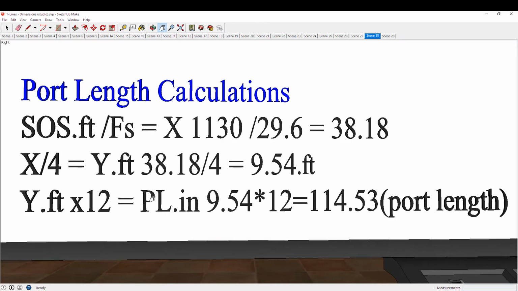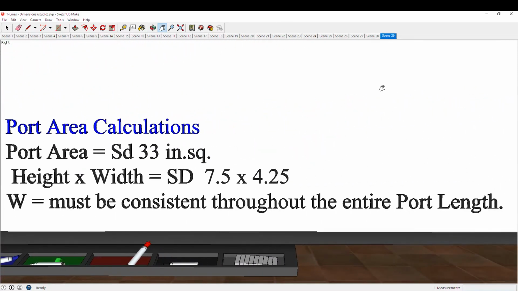Like I said, it's represented by PL here in the formula. So once I do that math right here, I'm going to end up with 114 inches, and that's going to be my overall port length. It's going to be 114 inches. So next, we're going to have to calculate port area.